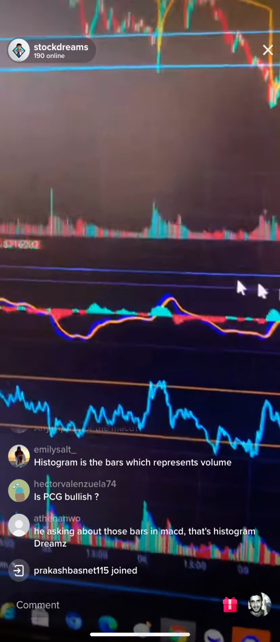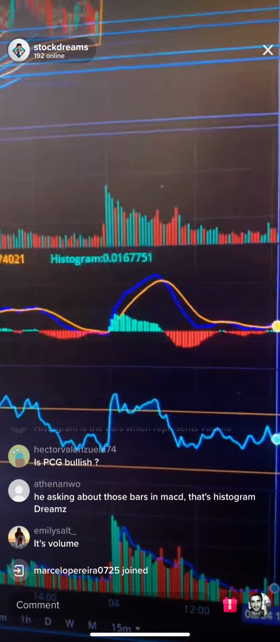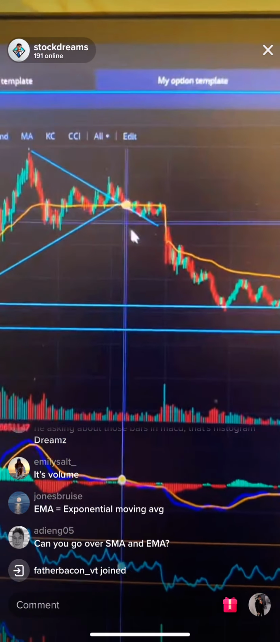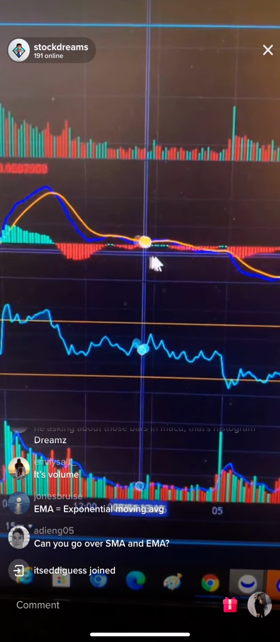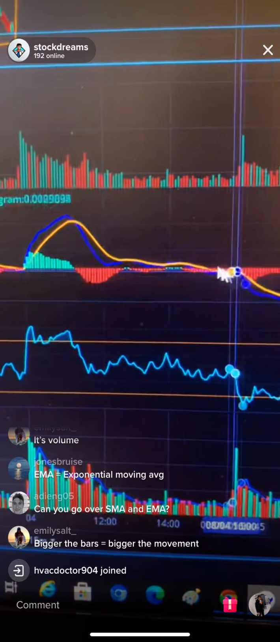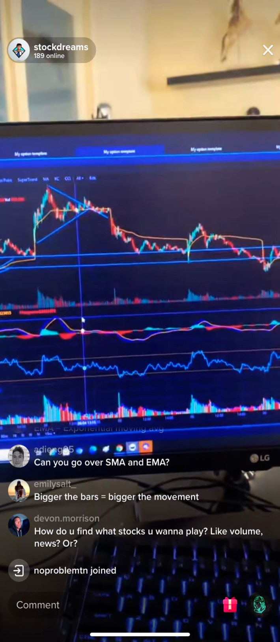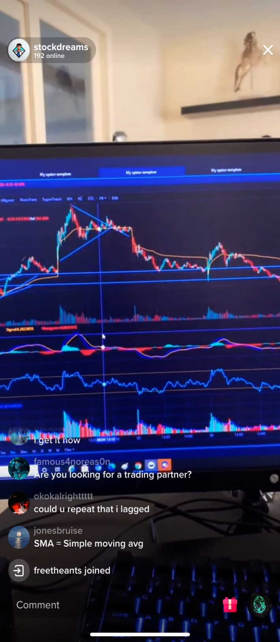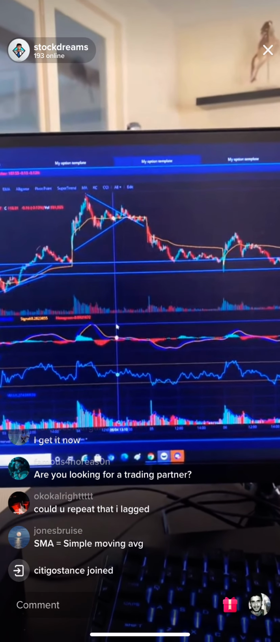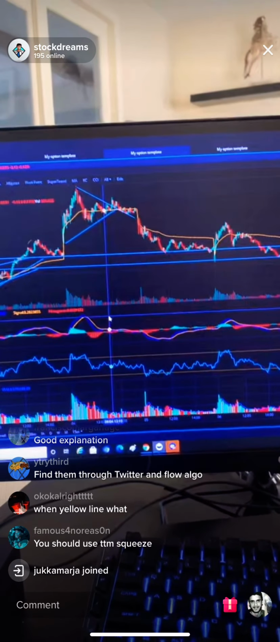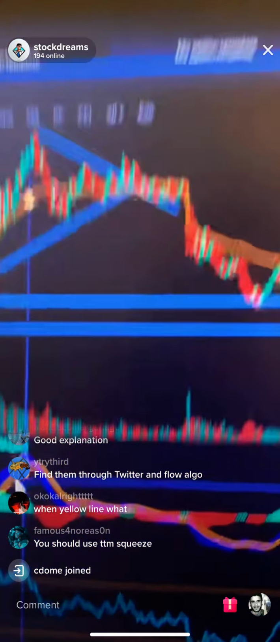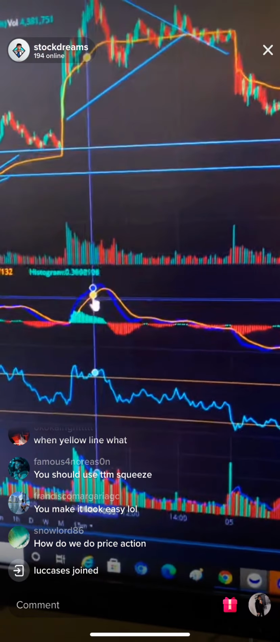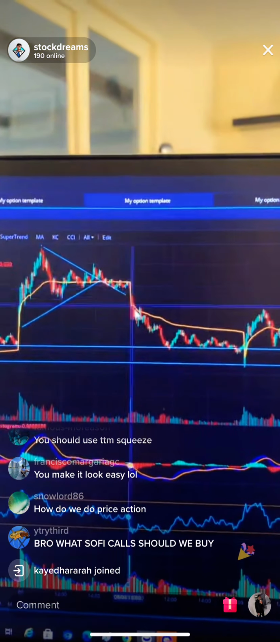Look, right here. Look at this, AMD. AMD is in a clear uptrend. Right when the EMA crosses down, what happens? The stock starts falling down. That's how you can read it. You see? So when the blue line crosses down, we're in a bearish trend. When the blue line crosses up, we're in a bullish trend. Right here, the blue line crossed down, the stock went down.